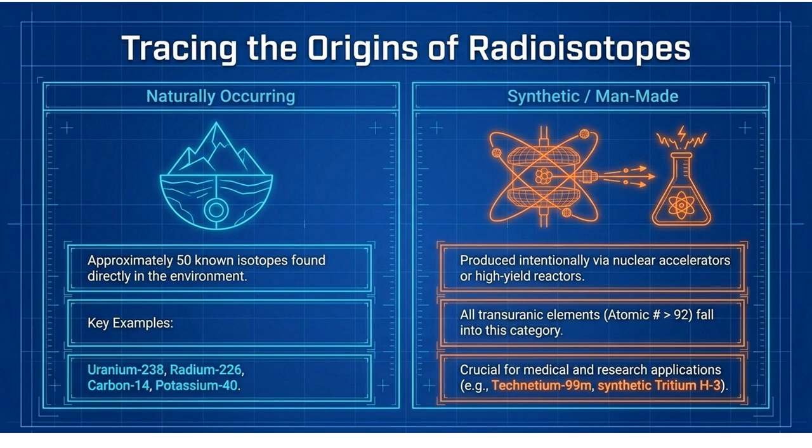Conversely, synthetic or man-made radioisotopes are produced intentionally in nuclear accelerators or high-yield reactors. This category includes all transuranic elements, atomic number greater than 92, and is crucial for medical and research applications like technetium-99m.